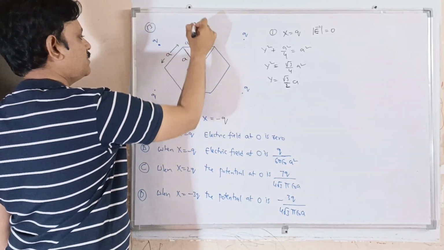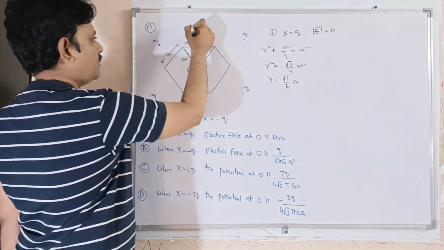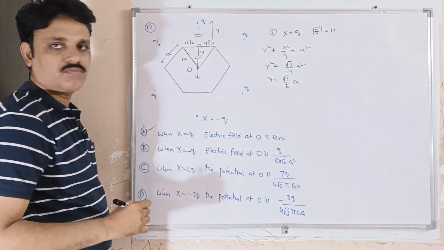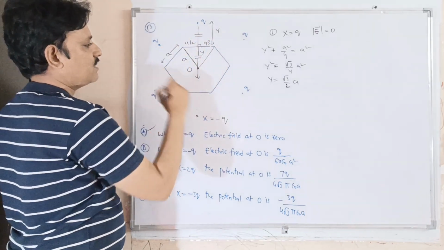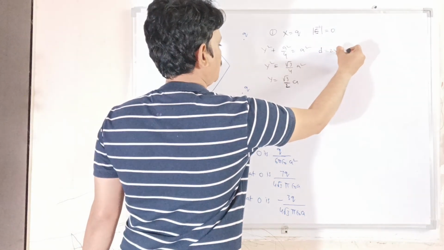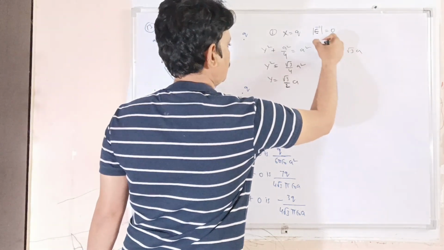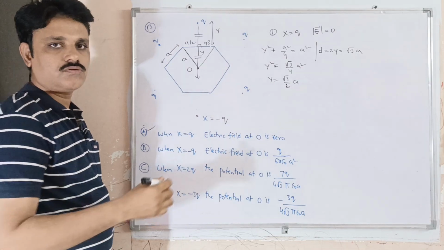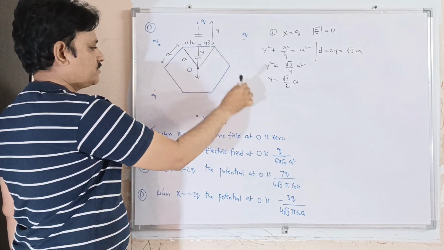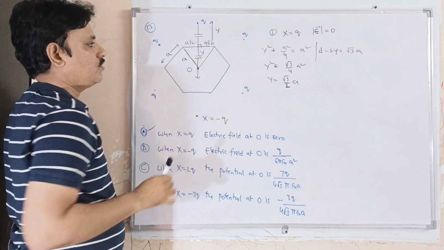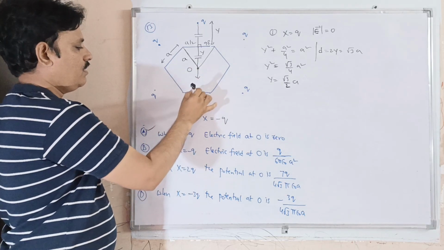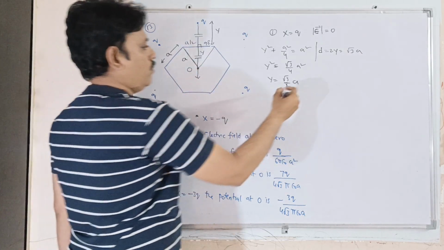So from center to the charge the distance is 2y, right? Because the distance from here to here is also y, as given in the problem. So from center to the charge the distance is 2y. 2y means root 3 a. Okay, so from center to the charge the distance is root 3 a. So let us calculate the electric field at center O.